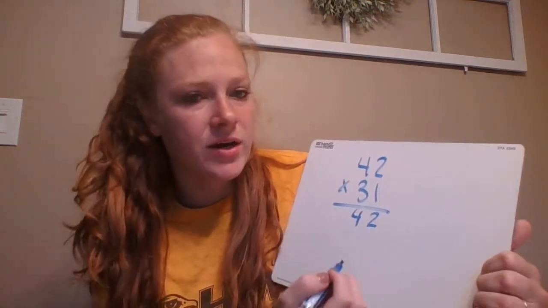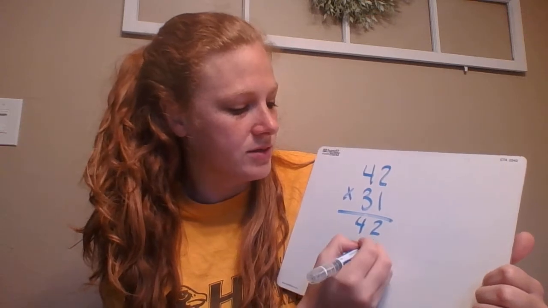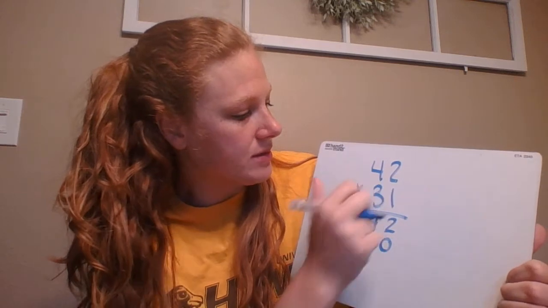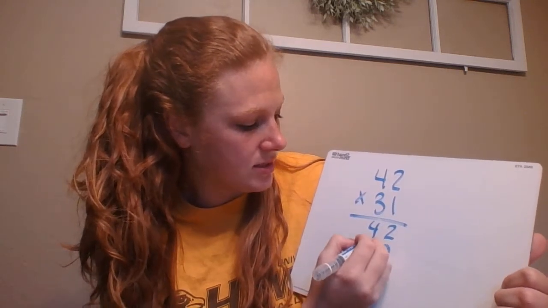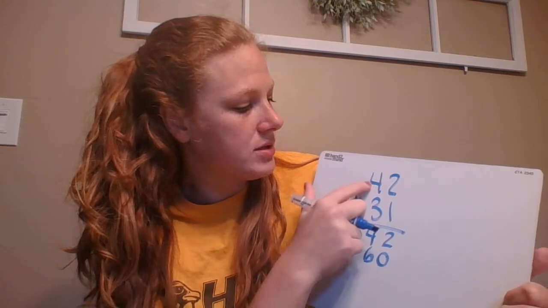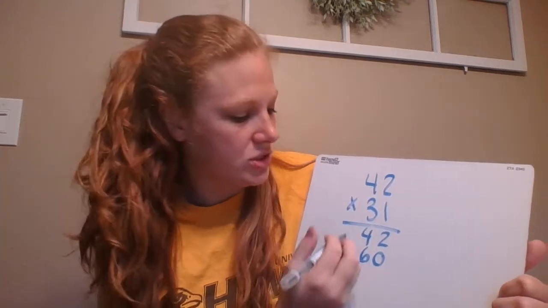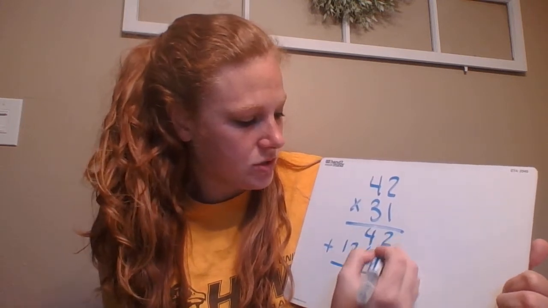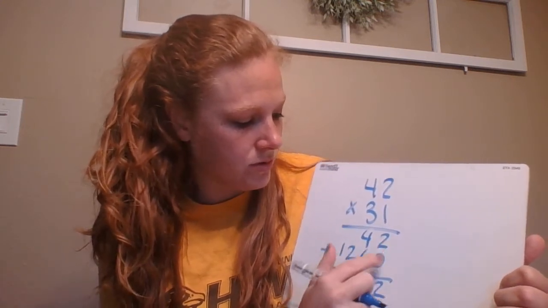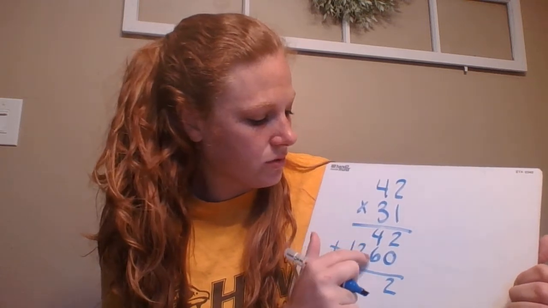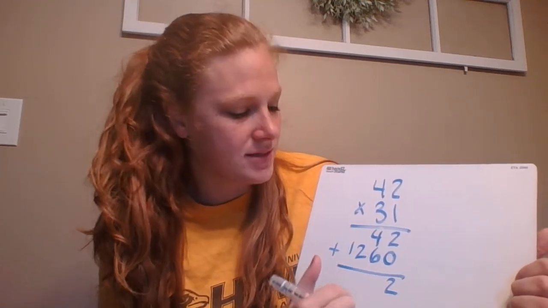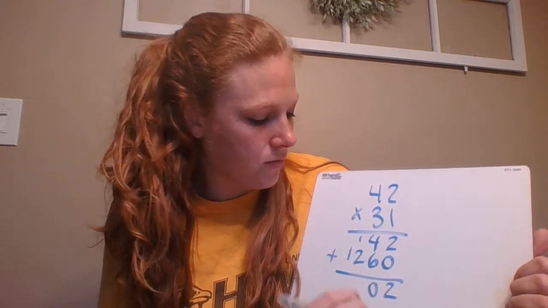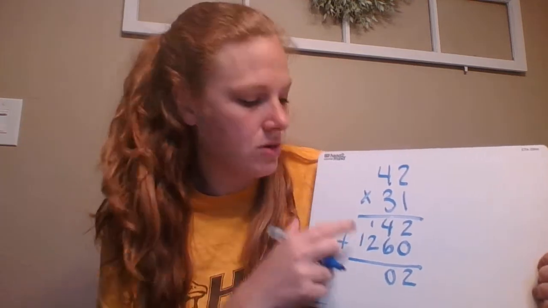The next is very important, muy importante. We have to write our 0 here, so escribe 0 aquí. Next we do 3 times 2, 3 por 2, which is 6 or 6. And then we do 3 times 4, 3 por 4, which is 12 or 12. Now we have to add them up. 2 plus 0, 2 más 0 is 2. 4 plus 6, 4 más 6 is 10 or 10. We have to put our 0 here and carry our 1, so escribe 0 aquí, escribe 1 aquí.